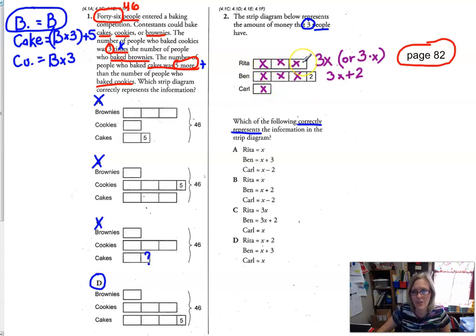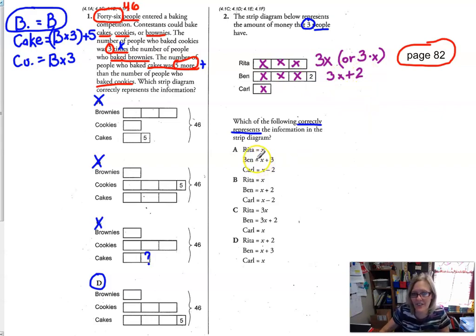Rita is 3 of those X's. So I can say 3X. Or when I say 3X, that means 3 times X, or 3 X's. All right? Well, Ben is the exact same size as Rita, a 3X, but he has a little 2 tacked on to the end. So that means I added 2 to the end of that one.